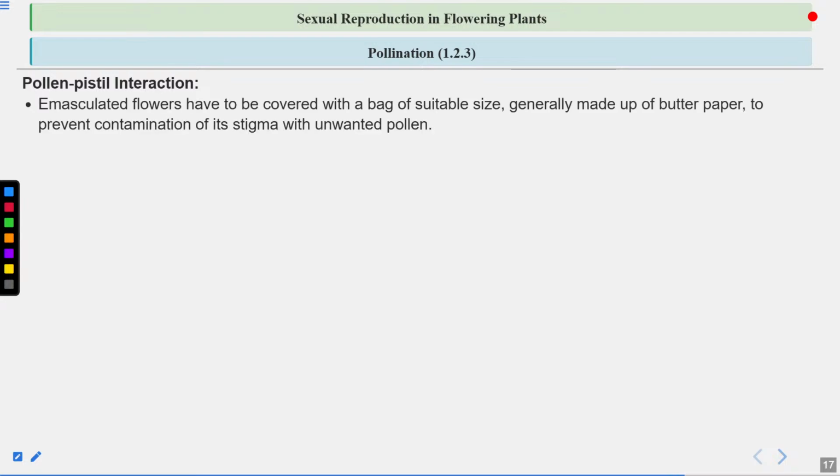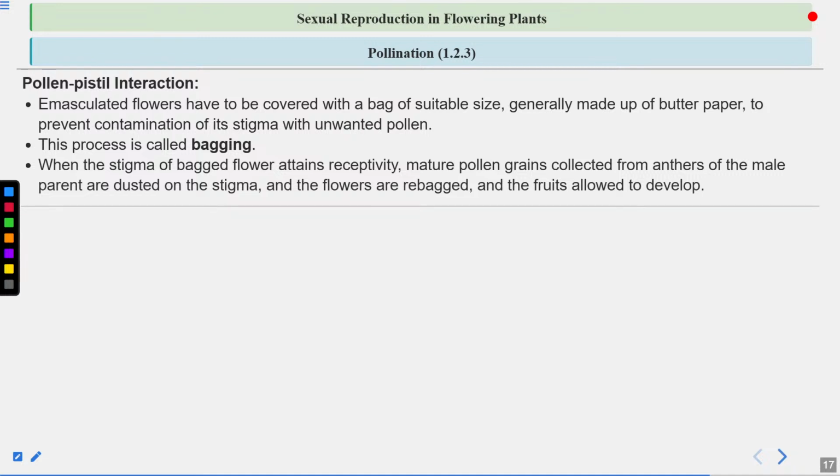Emasculated flowers have to be covered with a bag of suitable size, generally made up of butter paper. That prevents contamination of the stigma with unwanted pollen, so that unwanted pollen could not come onto the stigma and do the process of pollination. This process is called bagging. Immediately after the emasculation, you put this bag over it.